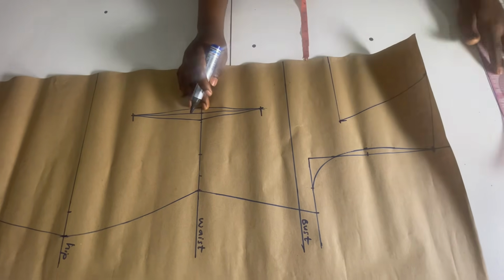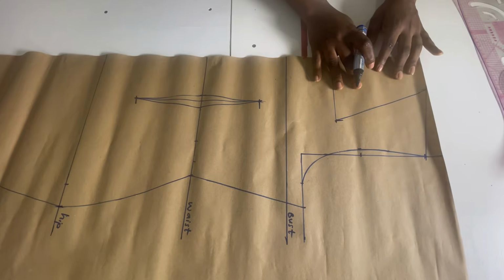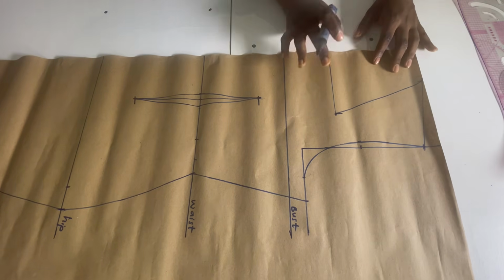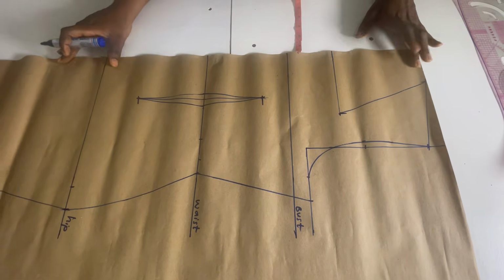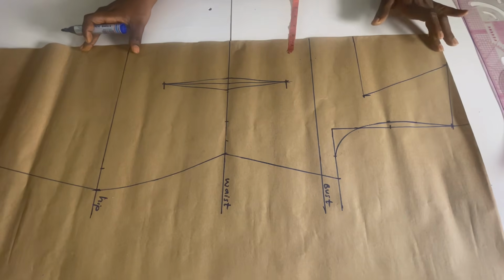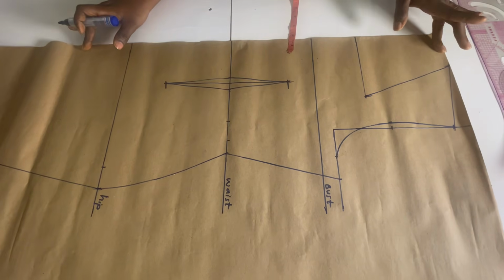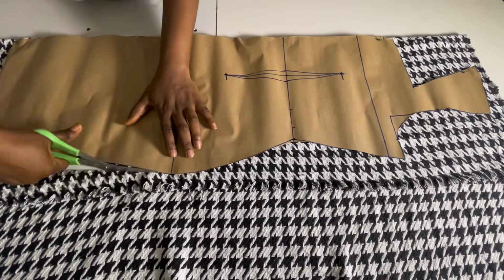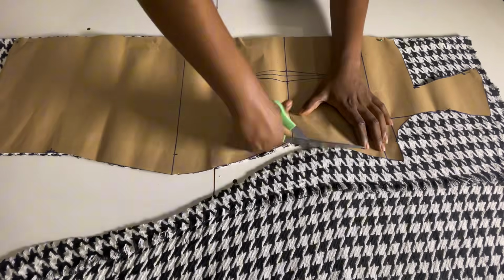Can you see? So that's how we're going about our neckline. This is a Queen Anne neckline. So we are basically done for the front pattern. So I'm going to cut it out, and after cutting it out, I'm placing it on my fabric and cutting it out as well. Can you see what I'm doing?